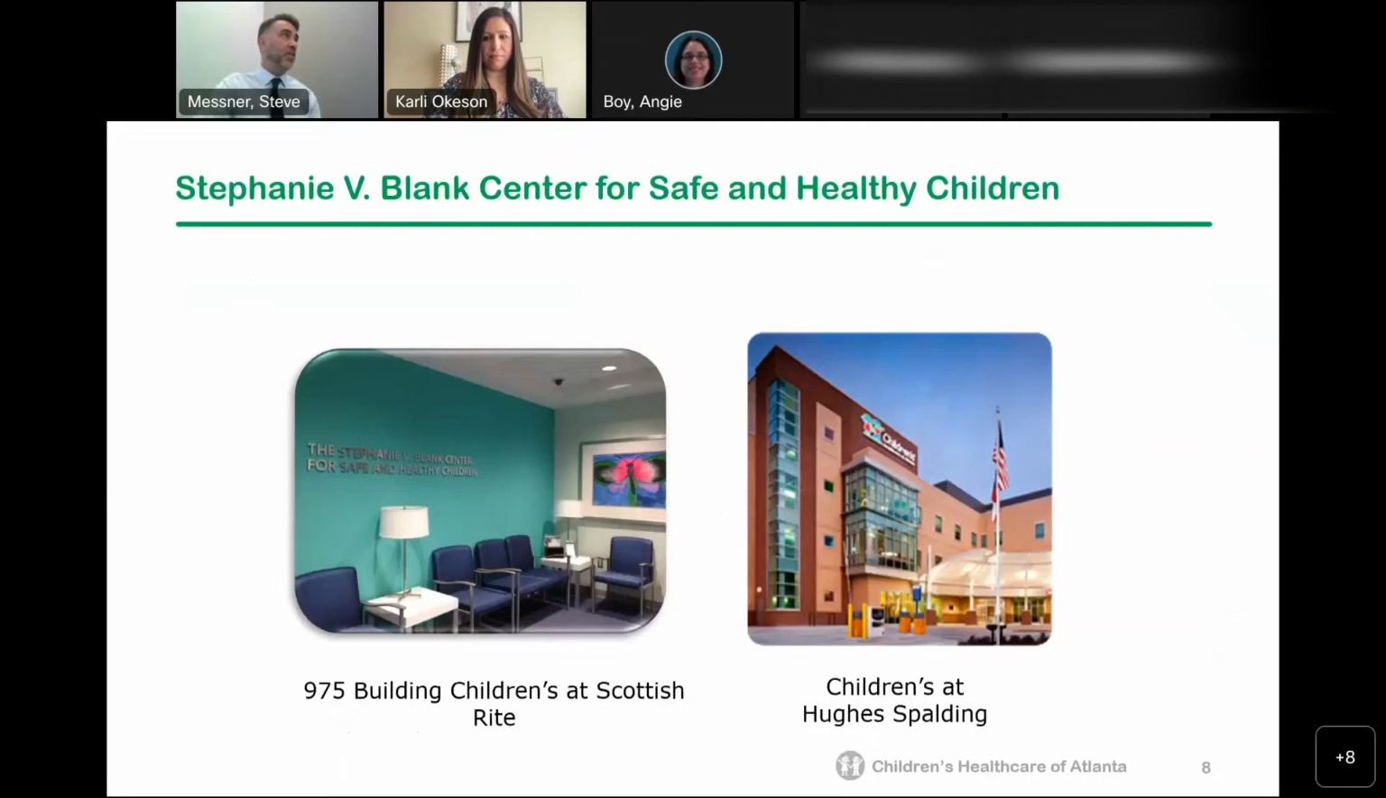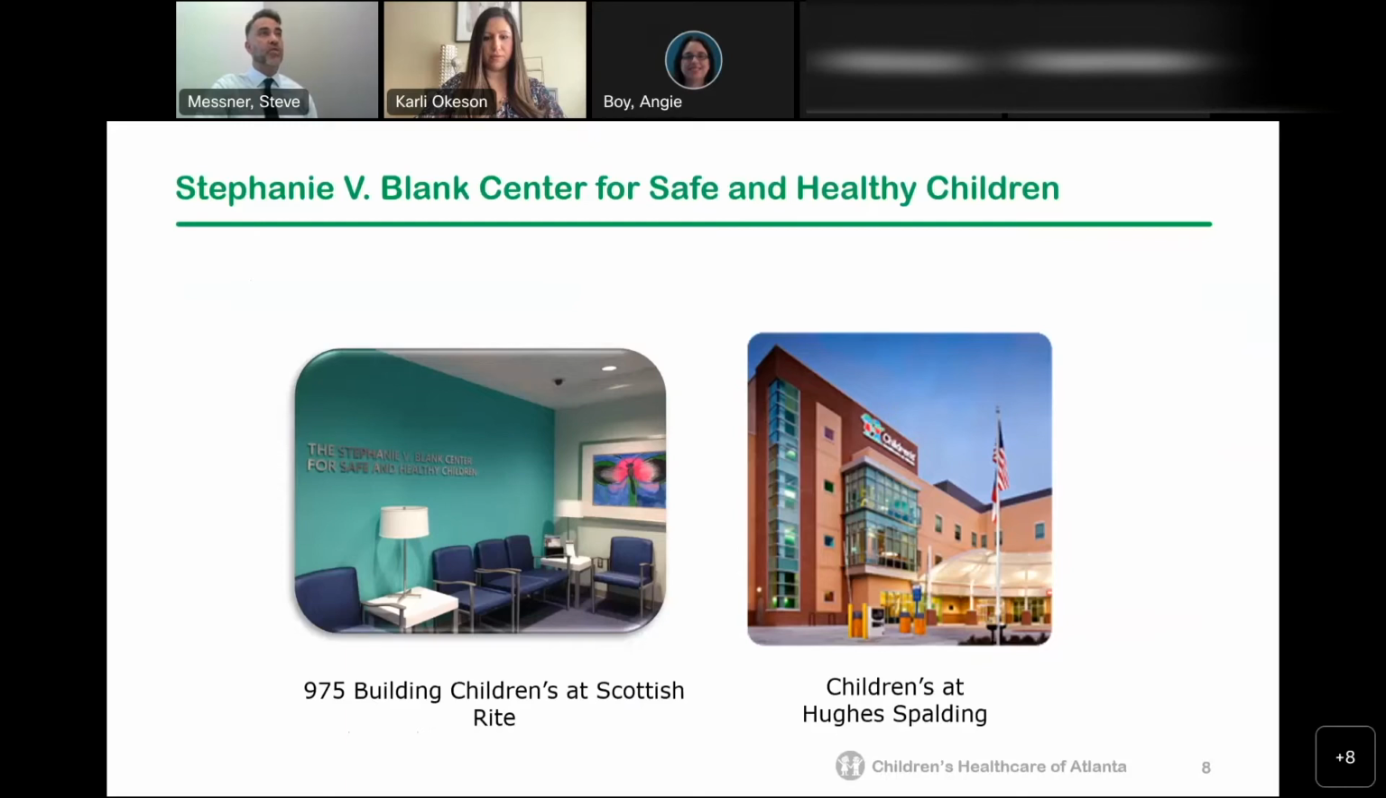Our center here is the Stephanie V. Blank Center for Safe and Healthy Children. We have 2 different locations. We're one of the child advocacy centers here in the state of Georgia, and one of the few medical model child advocacy centers. So we see children at our center primarily for historic cases of sexual abuse. They'll get their forensic interview, but we're also able to do a medical exam on either campus, either at Scottish Rite or at Hughes Spalding.